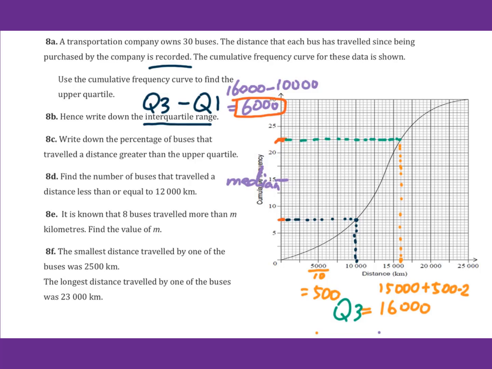For the 8A, they need the upper quartile. That will be 16,000. And 8B, we need an interquartile range. That's 6,000. For 8C, write down the percentage of buses that traveled a distance greater than the upper quartile. As we know, we have this whisker plot, for example. And each part, it will be 25%.